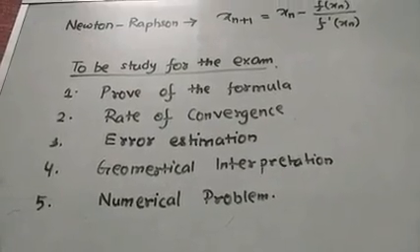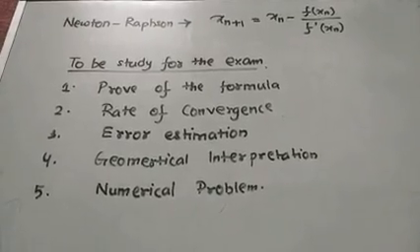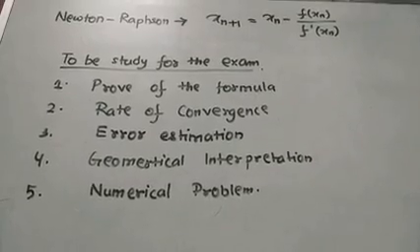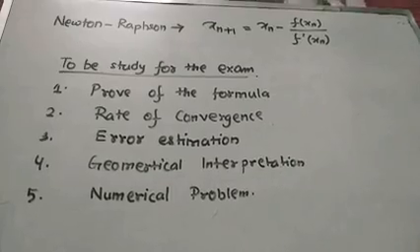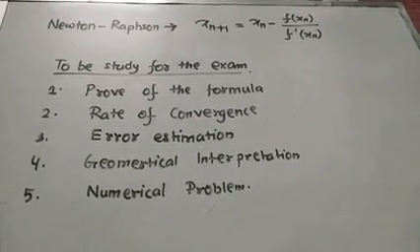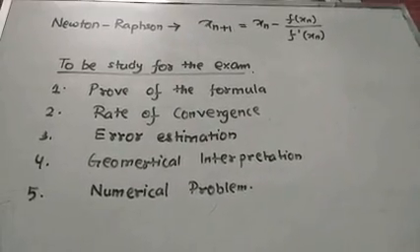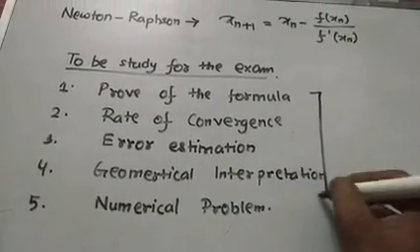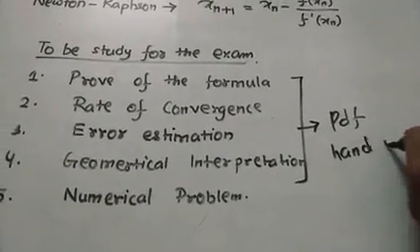Number 3, the error estimation. We know that in every particular method there is an error. In the same way, for the Newton-Raphson method there is also an error, so you have to study that error also. Number 4, geometrical interpretation. What we have done now, drawing a graph and proving the formula, is known as geometrical interpretation. For these 4 I will send you a handwritten PDF.